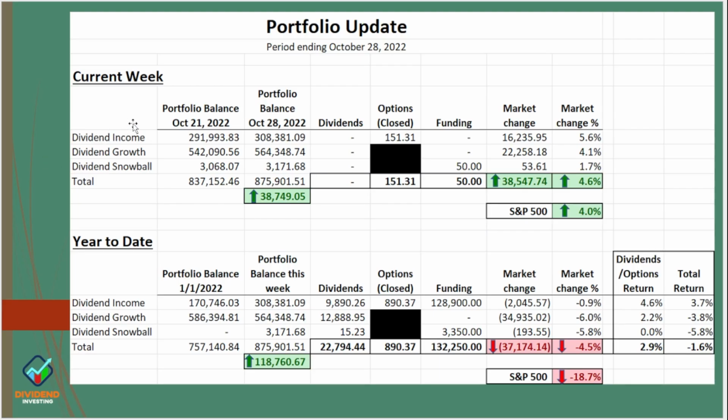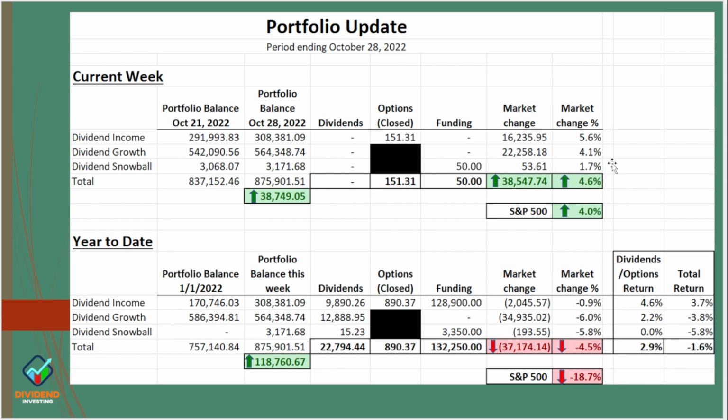Moving on to the portfolio update for October the 28th. What an exciting week. The portfolio went up 4.6%. You can see that the dividend income account, which is my high dividend yield portfolio, went up 5.6%, while the dividend growth portfolio went up 4.1%. The dividend snowball account didn't fare so well.